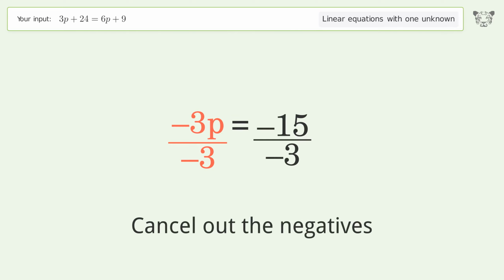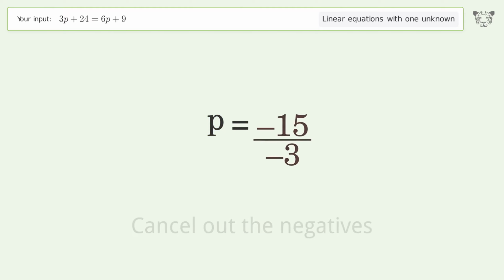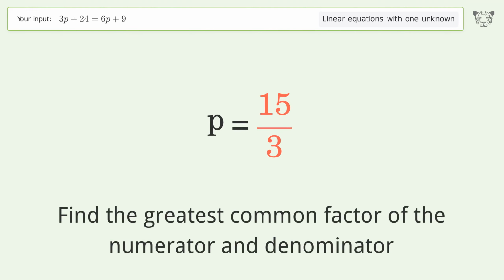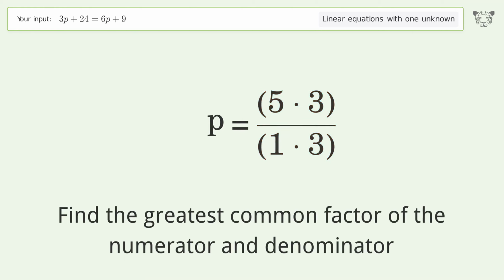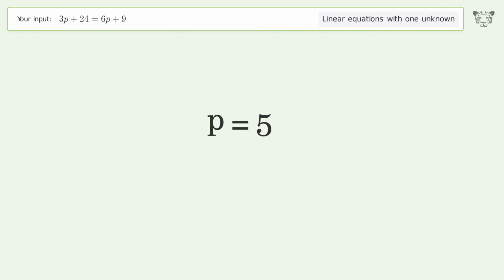Cancel out the negatives. Simplify the fraction. Cancel out the negatives. Find the greatest common factor of the numerator and denominator. Factor out and cancel the greatest common factor. And so the final result is p equals 5.